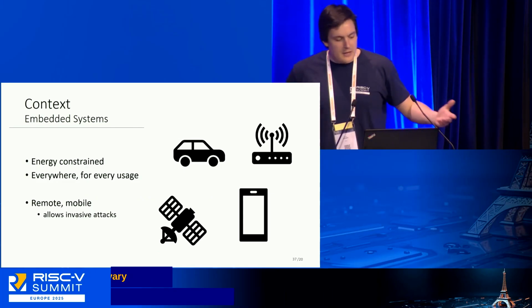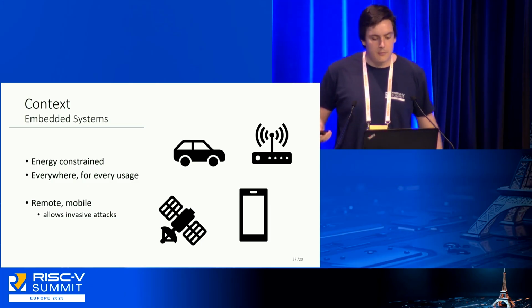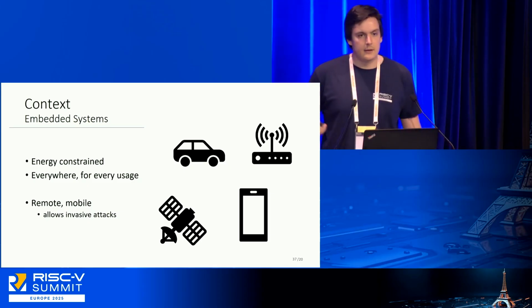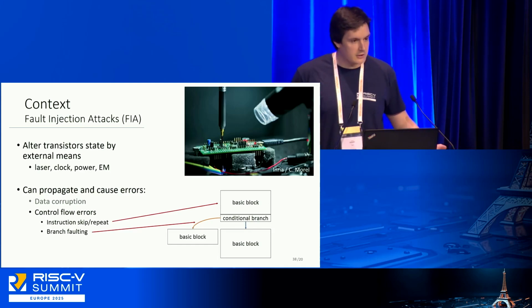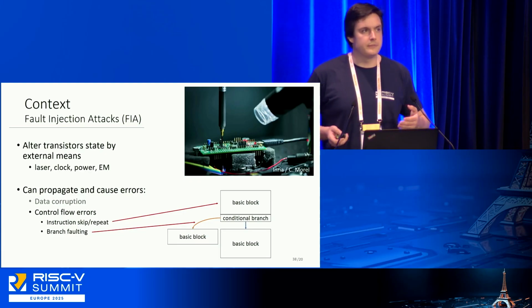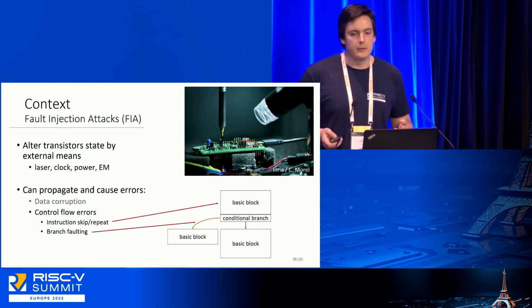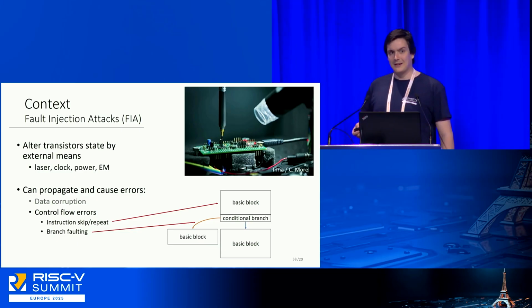Embedded systems, as they are remote, are vulnerable to more invasive attacks than cyber ones, such as fault injection attacks, where the goal is to change the internal state of the processor to induce errors in the executed program. Multiple means can be used, like a laser, clock or power glitch, and electromagnetic pulse.